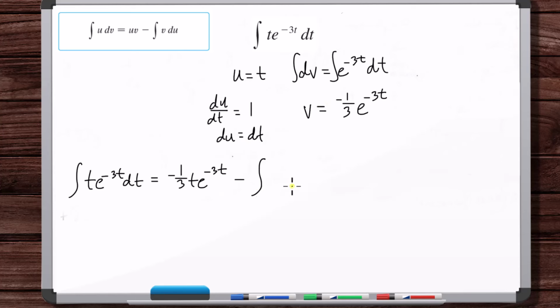So the integral of v du, which is dt. We're going to have some sort of dt here, or else this is not going to be an integral, and it comes from du being dt. Okay, so we've got minus 1/3 t e to the minus 3t. We could take out that minus 1/3.